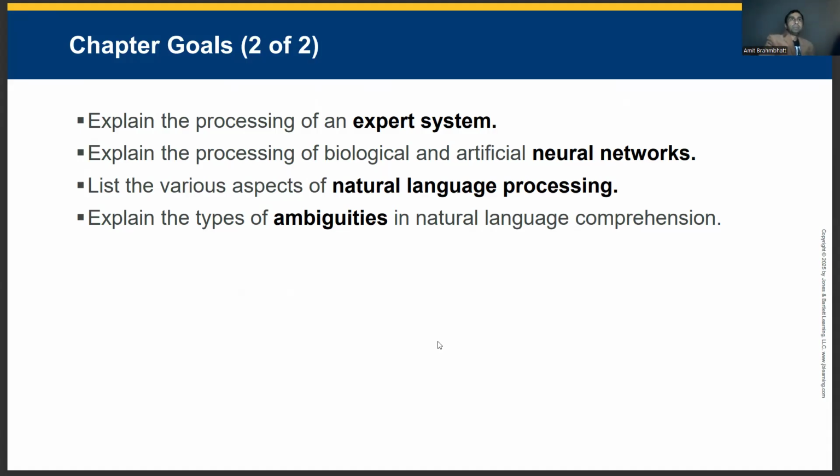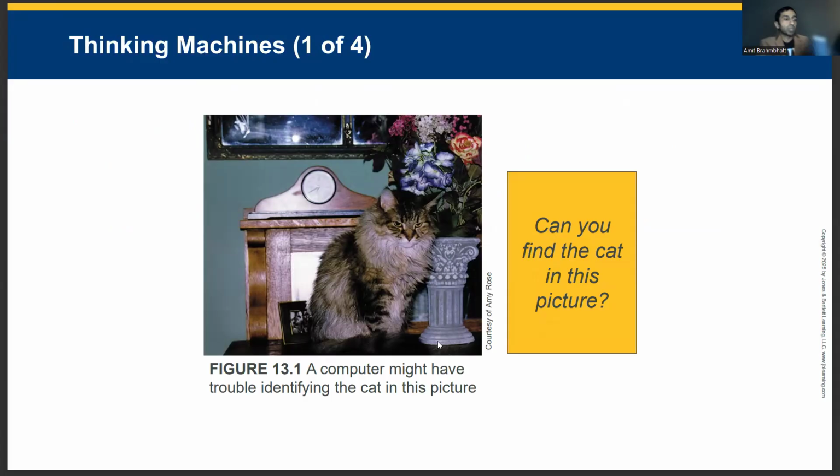Slide 4, Thinking Machines, 1 of 4. This slide asks, can you find the cat in the picture? Humans are excellent at recognizing objects even when they are partially hidden, oddly shaped, or surrounded by clutter. But computers often struggle because they need explicit instructions or massive amounts of training data. This example highlights the difference between intuitive human perception and the algorithmic approach used by machines. Visual tasks that feel easy to us actually involve complex processing, which AI is still learning to replicate.